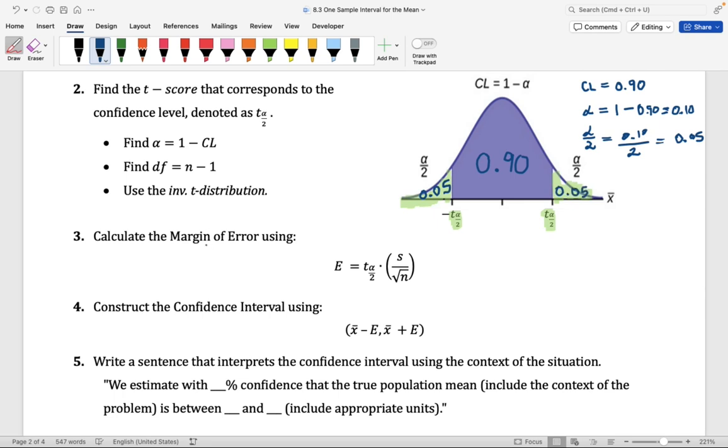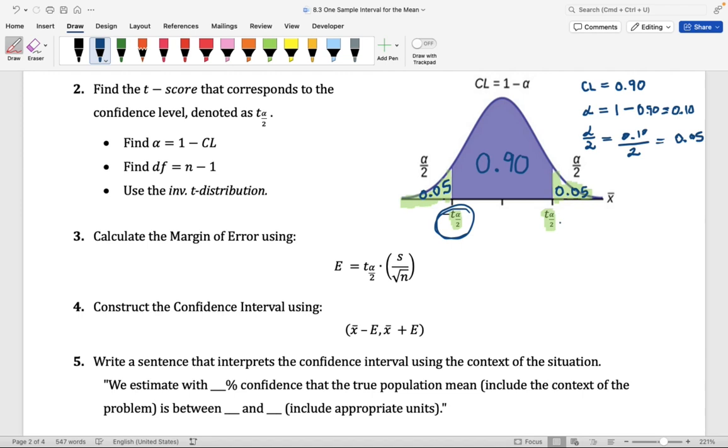Again, using technology, we're going to be using the inverse of the t-distribution. That function on your calculator, Google Sheets, or Excel is going to ask you for the area to the left of the t-score you're trying to find. It's also going to ask you for the degrees of freedom. So in this case, you would say the area to the left of the t-score you're trying to find is 0.05.